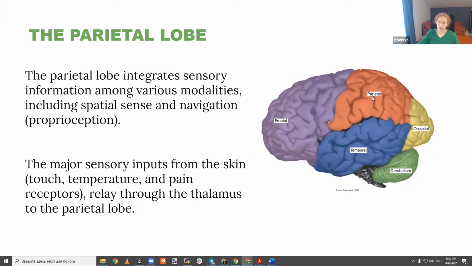And the other parts of the parietal cortex are connected with multisensory integration. And the main sensory receptive area for the sense of touch is the somatosensory cortex, which is just posterior to the central sulcus, in the postcentral gyrus, and the dorsal stream of the visual system.